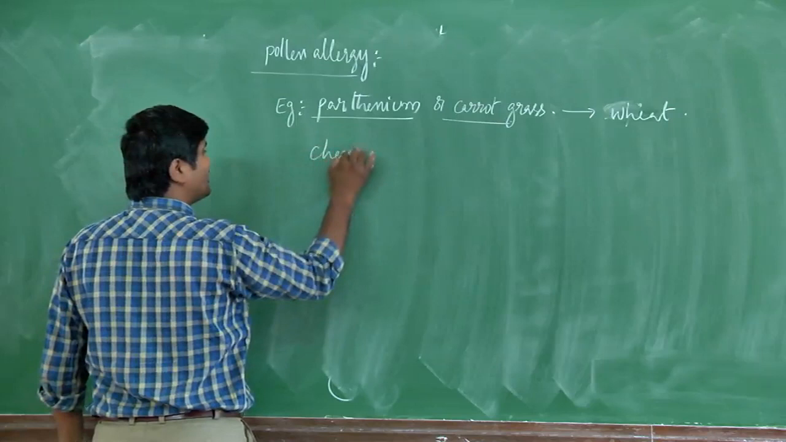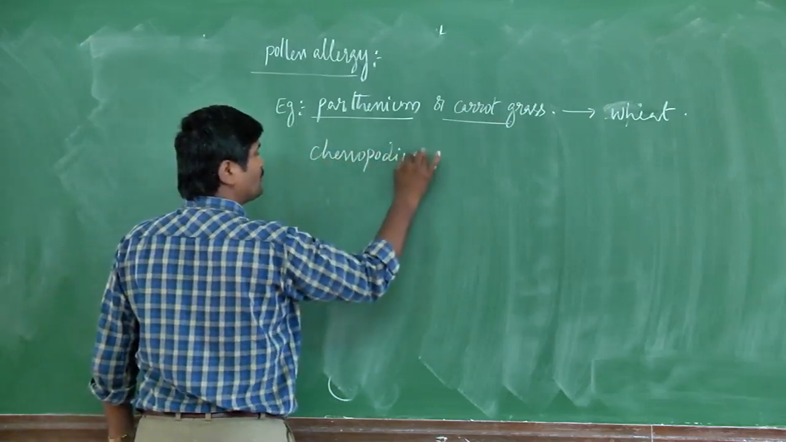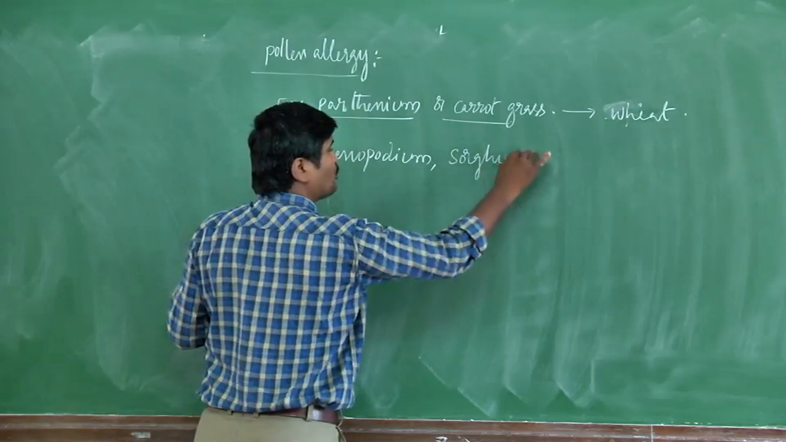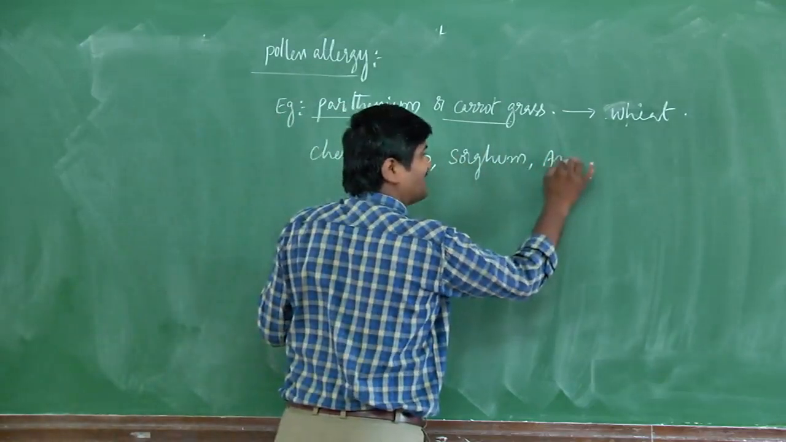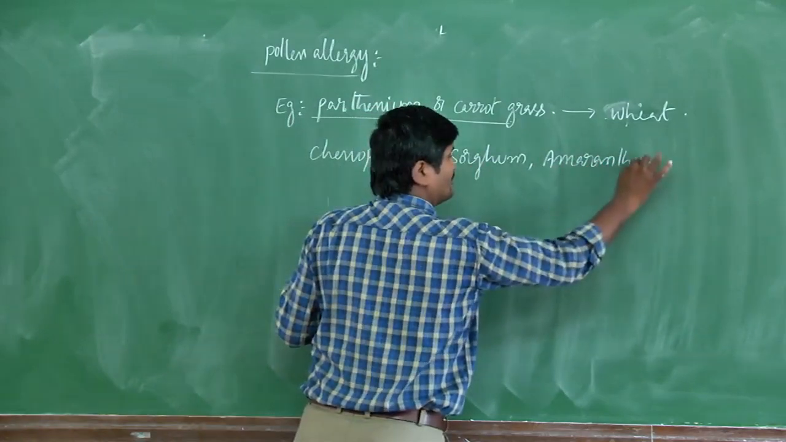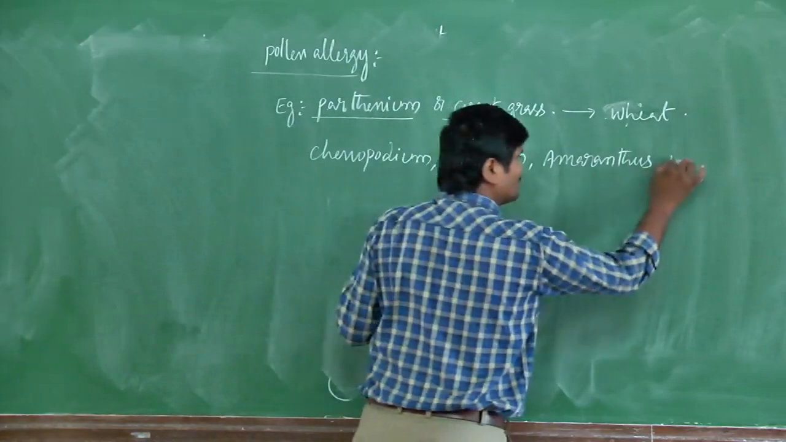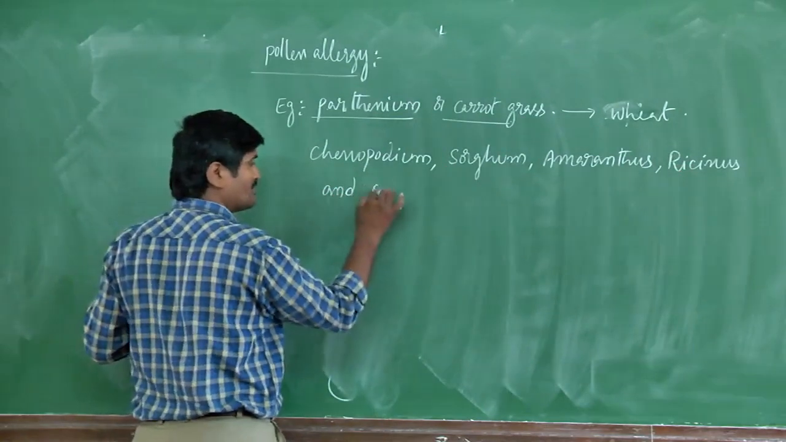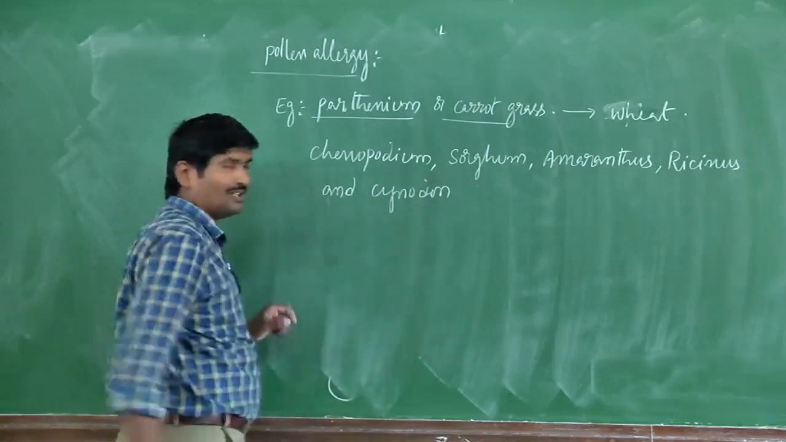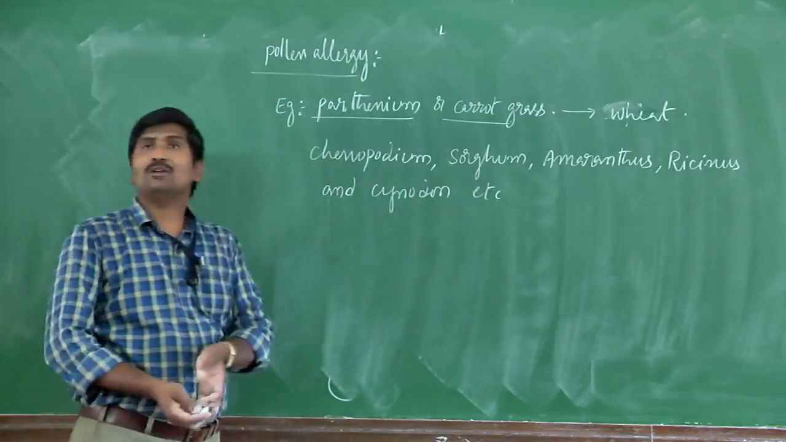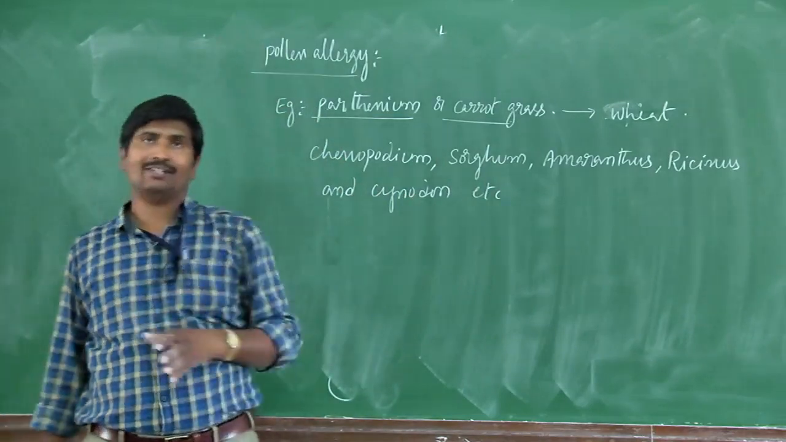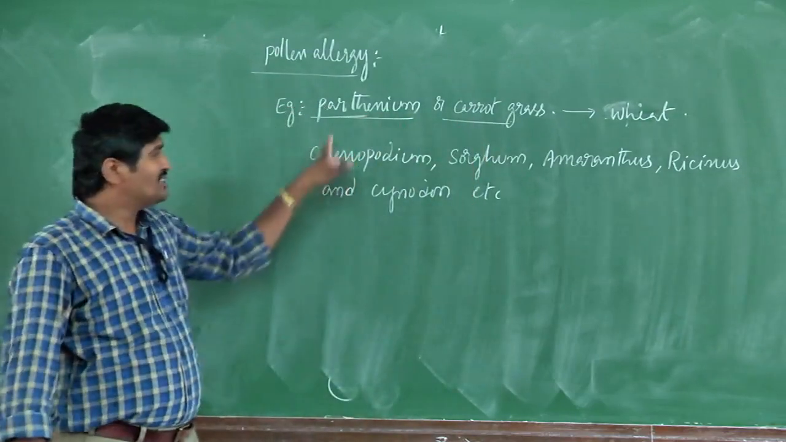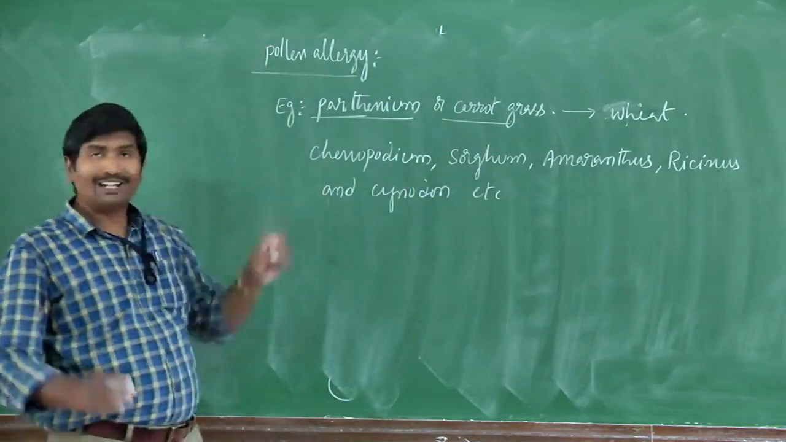Next one, Chenopodium, sorghum, next, Amaranthus, Ricinus, and Cynodon. This is a grass, etc. These are other plants whose pollen grains also cause pollen allergy. In the NCERT textbook, only one example is there, that is Parthenium or carrot grass. These are all plants whose pollen grains cause pollen allergy.